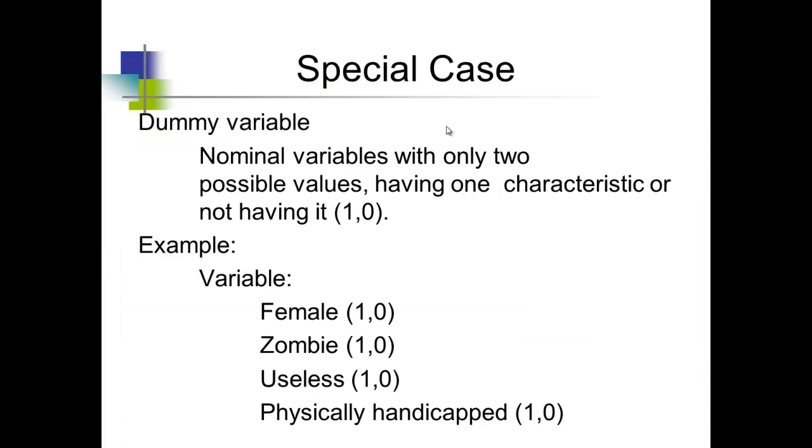There is a special case variable called a dummy variable. Basically, it's a binary situation where something is or it isn't. It's 1 or it's 0. Essentially, we would look at these types of variables being something like female, 1, 0, where females are 1 and males are 0. Zombies 1, 0, uselessness 1, 0, physically handicapped 1, 0, where whatever that variable is, it's 1 and all others are 0.